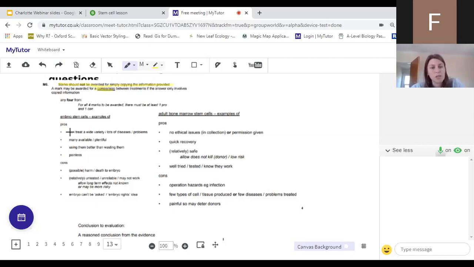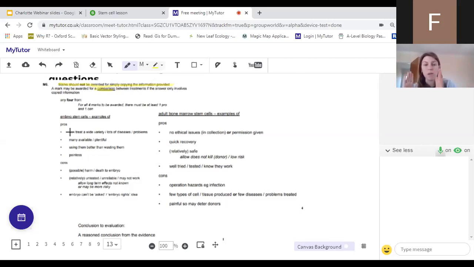Cons of embryo stem cells is that there's possible harm or death to an embryo because you're using that embryo for stem cells rather than allowing it to develop into a human being. It's relatively untested so far, so it's still in the development process. And the embryo can't be asked, it can't give its permission. So that idea of an ethical problem there.